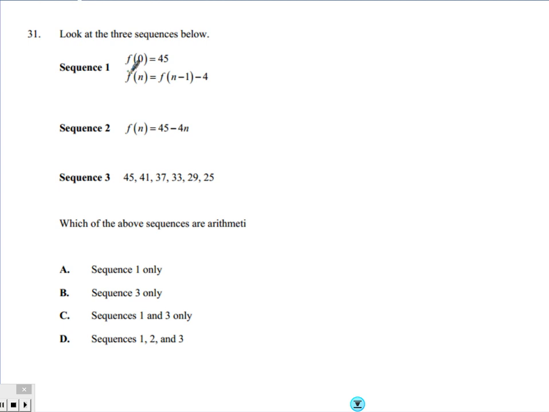So let's start with 1. This is saying, is it arithmetic? We need to know that means we are adding the same number each time. I put plus D because it's adding a common difference. So we started at 45, and then we took the previous term and we subtracted, but subtracting and adding are both arithmetic. So we added a -4 there. So this would say, yes, it's arithmetic.